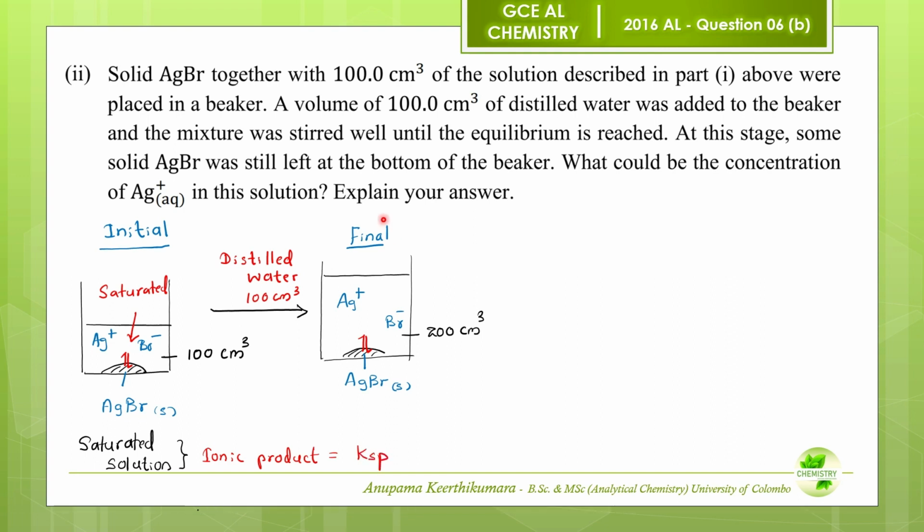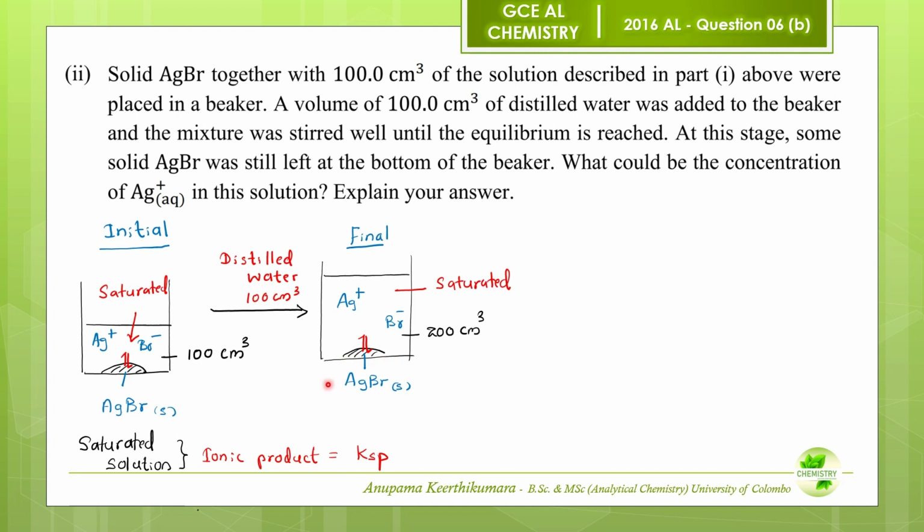Next, we will move to the final system. Now, 100 cubic centimeters of distilled water was added to the initial system and the mixture was stirred until the equilibrium is reached. That means the equilibrium is reached in the final system as well. Therefore, the final solution also a saturated solution.